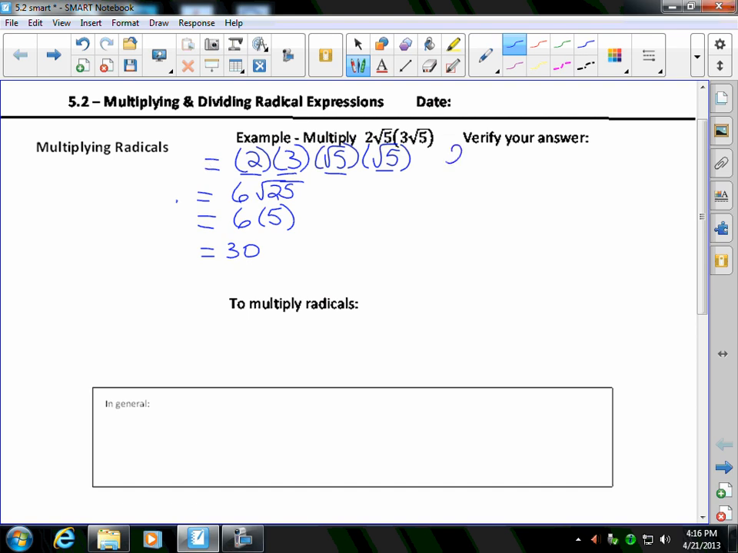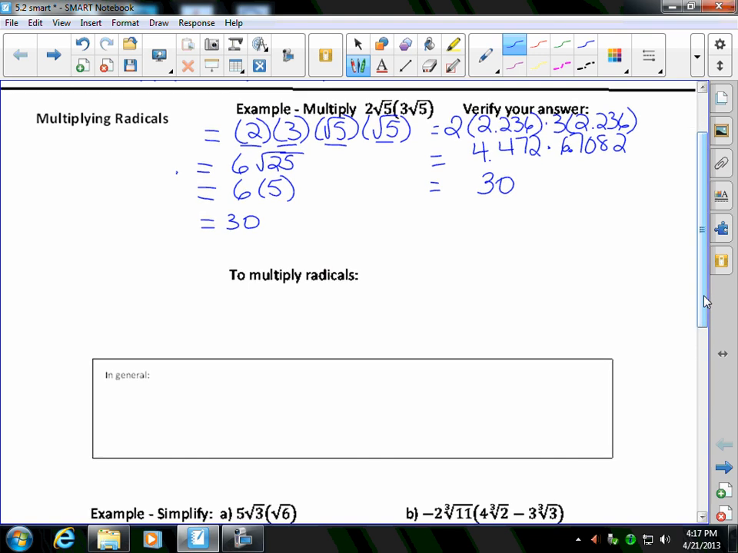So you're going to go 2 times the square root of 5, and on your calculator, that is 2.236. And then that would be times 3 times 2.236. And when you multiply, you get 4.472 times 6.7082. And when you multiply those together, it equals 30. If you didn't round it, you would actually get an exact answer of 30.